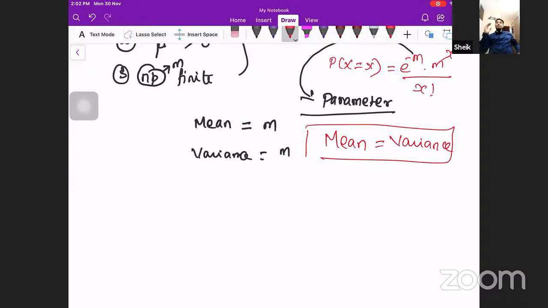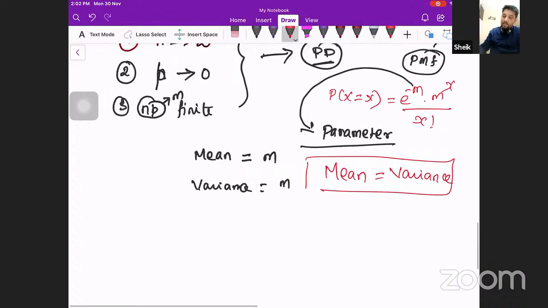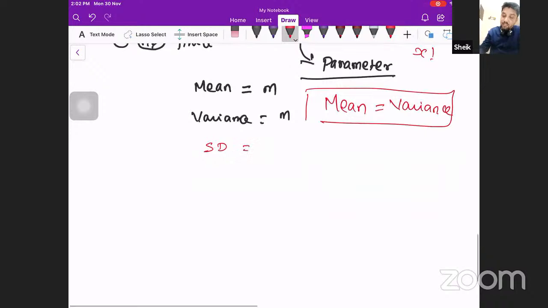In binomial distribution, mean is strictly greater than variance. In Poisson distribution, mean is equal to variance. Okay, fine. So mean is M, variance is again M. So therefore, what is the standard deviation, my dear?